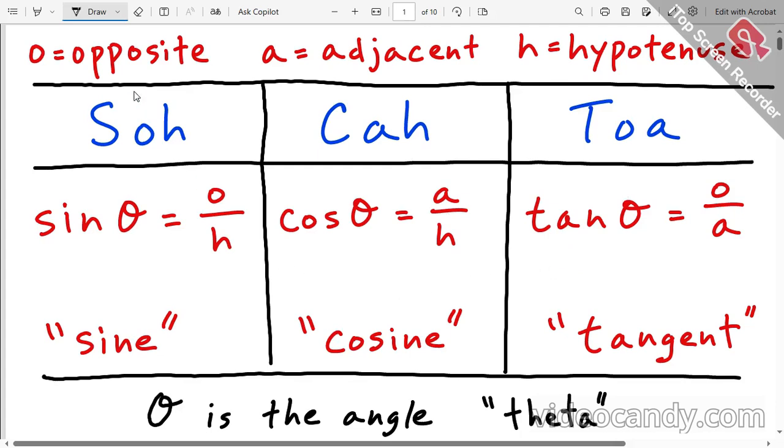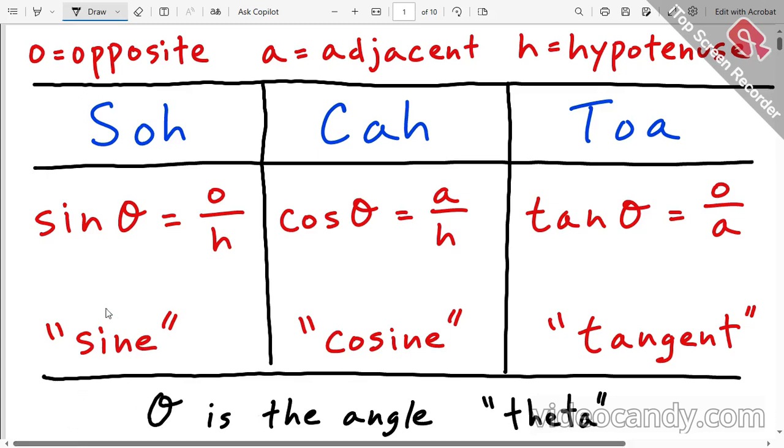We'll be labeling these three sides on the triangles on the worksheet in a moment. Like I said, this is pronounced sine, this is pronounced cosine, this is pronounced tangent, and this basically tells you the formula. Oh, and one more thing. This symbol right here represents the angle, and it's pronounced theta. It's a Greek letter, theta.